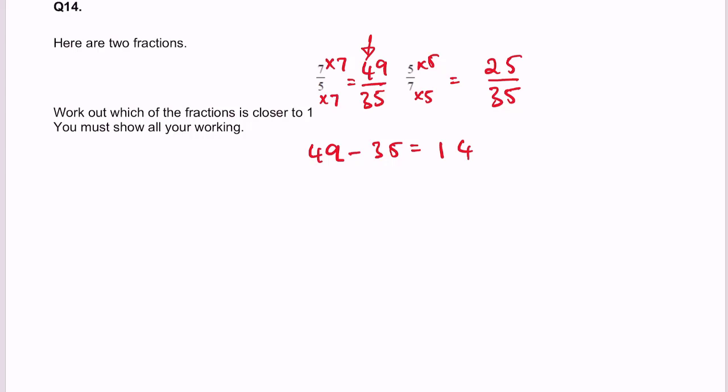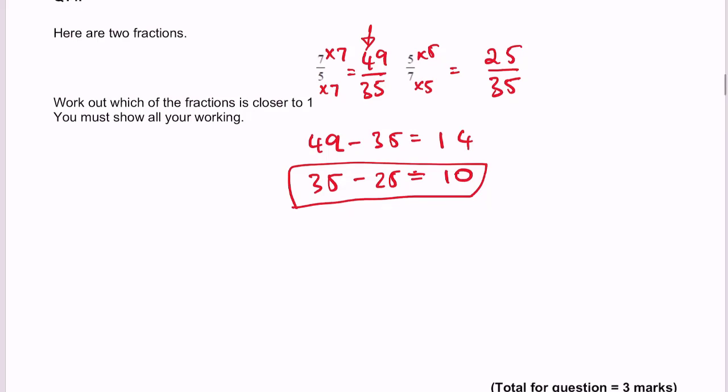And then let's do this one. Let's see, 25 is 10 away from 35. So 35 take away 25, which is 10. So we can see that this is closer to 1, which is going to be 5/7. So work out which of the fractions is closer to 1. The answer is 5/7 is closer to 1. There are other ways of doing this, but I find this way easier.